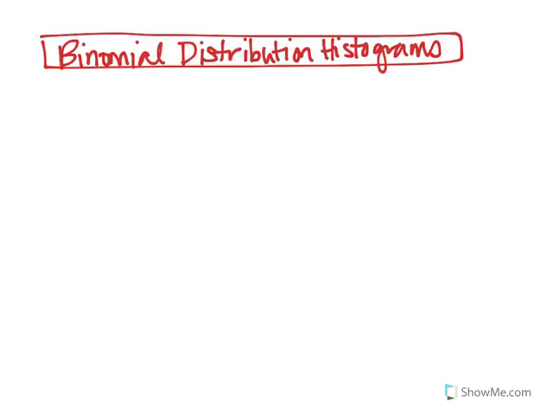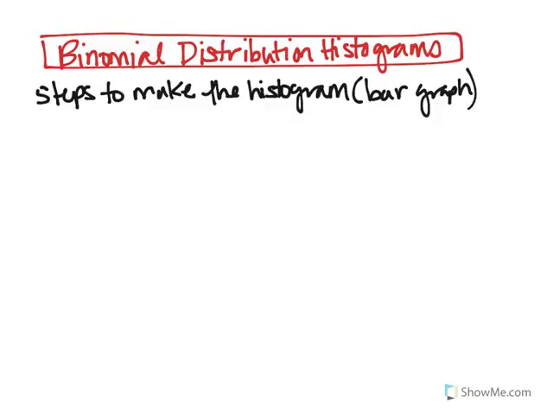The next thing we're going to do is make a binomial distribution histogram from our binomial probabilities. Before I give you the steps, just so you know, a histogram is a bar graph. You want to make a bar graph from your binomial probabilities, so you're going to make a graph that looks something like that.